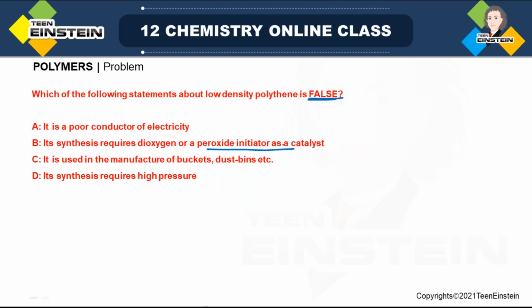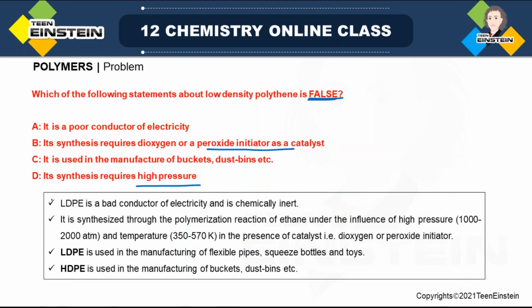Used in the manufacture of bucket, dustbin, etc. Synthesis requires high pressure. So option B and D, these two are related to reaction condition. So we have to know all the information regarding the low density polythene, which we write as LDP. It is a bad conductor of electricity and chemically inert. So this is not correct. Sorry, this is correct. We have to find which one is not correct. That will be the correct option. So this is basically, better I write, it is true.